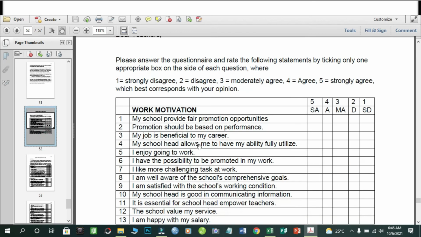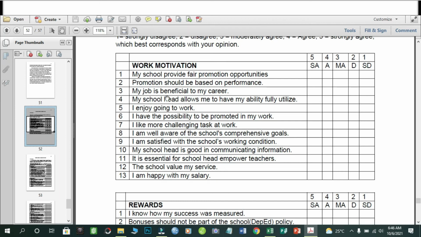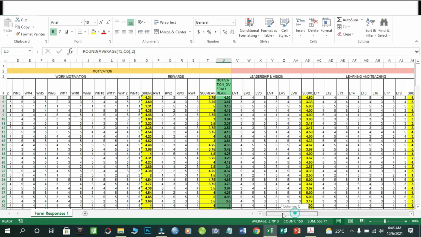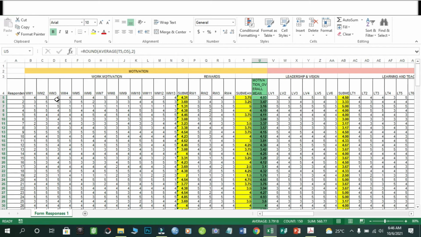Okay, so supposing this is our first question, it has 13 questions. So how are we going to tabulate our data in Excel? Here it is. I already made this tabulation. As you can remember, the first indicator, work motivation, has 13 questions. So as you can see, WM1. I encoded WM1 for work motivation 1, question 1, question 2, question 3, question 4, to question 13, based on our questionnaire.